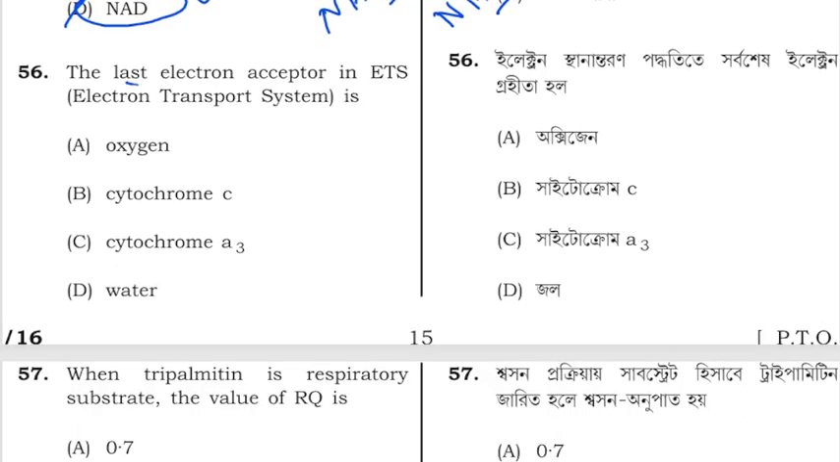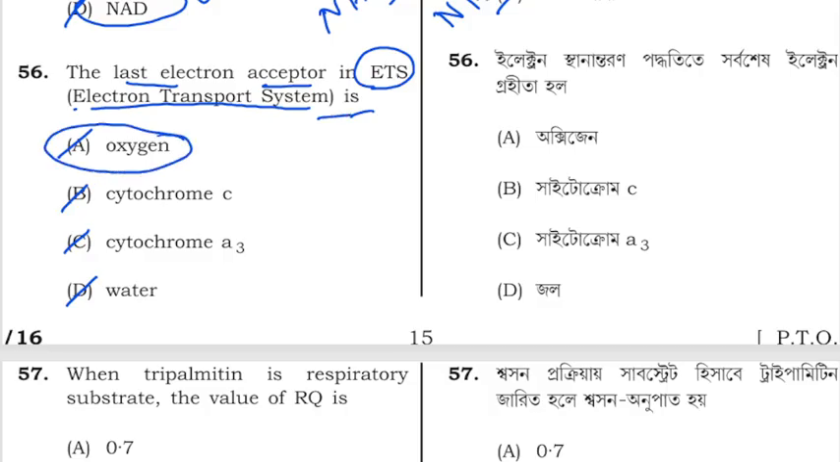Next question is, the last electron acceptor in ETS or electron transport system is: A is oxygen, B is cytochrome C, C is cytochrome A3, D is water. So the last electron acceptor molecule is oxygen. So oxygen is the correct answer.